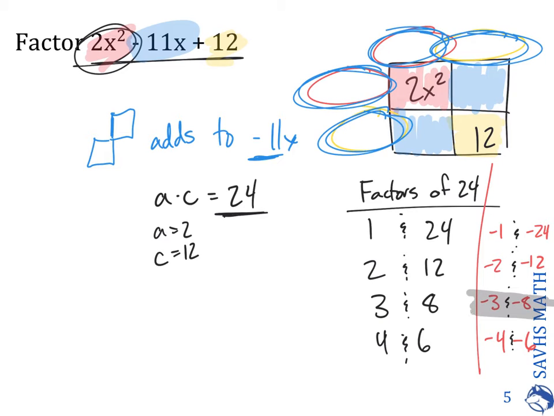So that means that the only pair that I can put in the blue boxes is a negative 8x and a negative 3x. Notice everything inside the box right now, all of this stuff adds perfectly up to what we started with, and that's the goal. So I'm going to erase these circles to make it a little bit less confusing.